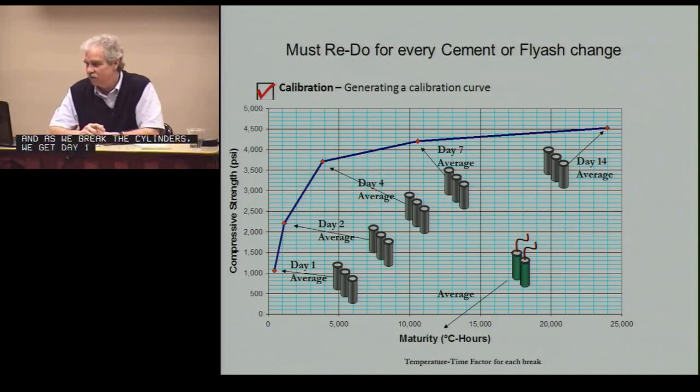And on the bottom chart, your x-axis, if you will, is the maturity. That's the temperature of your concrete and the humidity in there. And on the left is your compressive strength, the y-axis going up. So you build this curve that is specific to your mix. When you change cementitious, you've got to build a new curve.